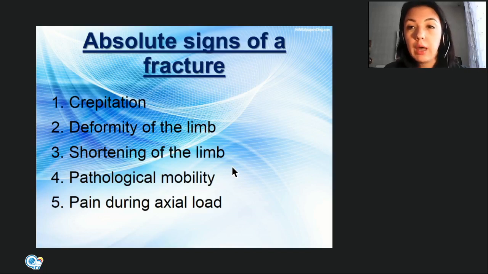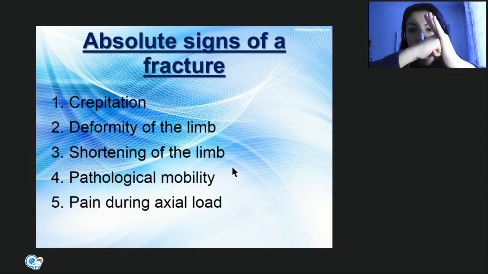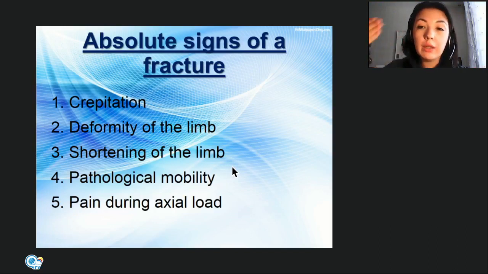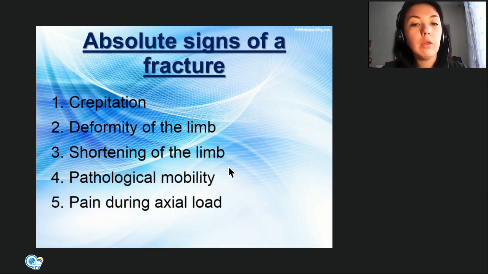And pain during axial load. What is axial load? It is when we try to push in the direction of the longitudinal axis of the limb. If we are talking about the upper limb, we ask the patient to make a fist and we push it. If we are talking about the lower limb, then we try to push the calcaneus upward. If there is pain, it is also one of the signs of a fracture. So that's what we have to know.